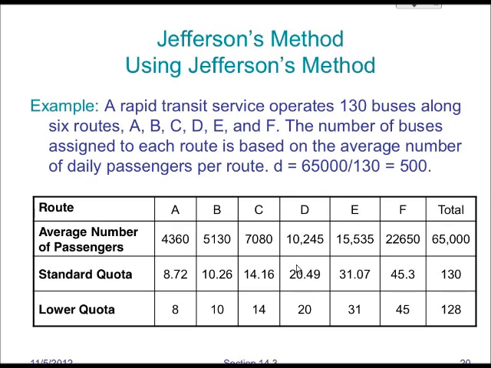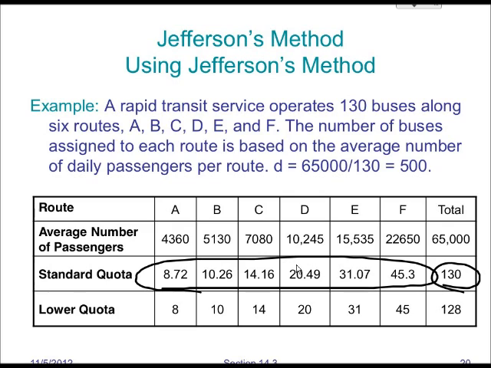So we need to find the standard quota. We need to find the lower quota. We don't need the upper quota for this one. So when we take this and divide it by the divisor, we get the standard quota of 8.47. Take 5130 and divide it by the 500, the divisor, 10.26. Remember, this is everybody's exact fair share. If we add them up, you're going to get 130.